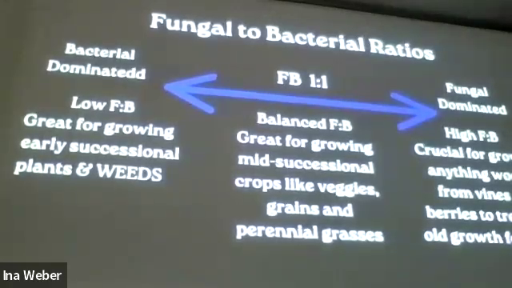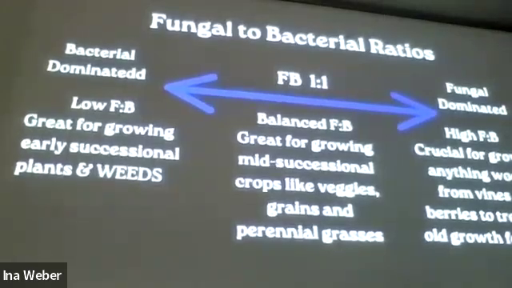Where we want to be is in the middle. As gardeners, the 1-to-1 ratio is ideal. Of course, it's plant dependent too. Some plants prefer it to be more alkaline, like potatoes. Some plants prefer it to be more acidic, like blueberries. So you can target depending on what you want your plant to have and what it likes.